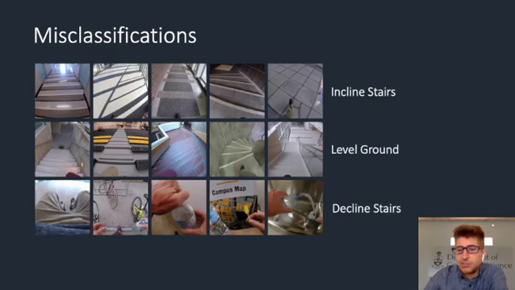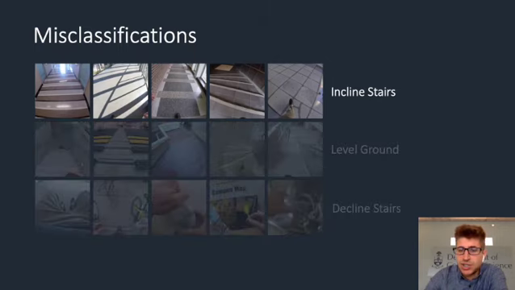Now, here are some interesting examples where our deep learning model misclassified the walking environment. The images in the top row were misclassified as inclined stairs, presumably because of the horizontal line features throughout the image.